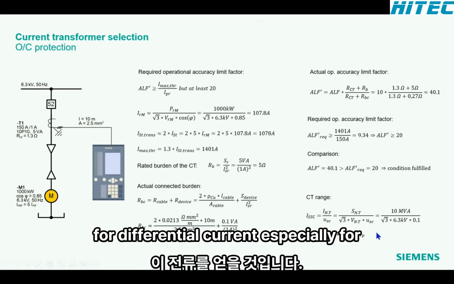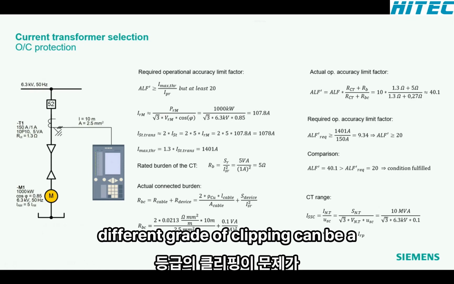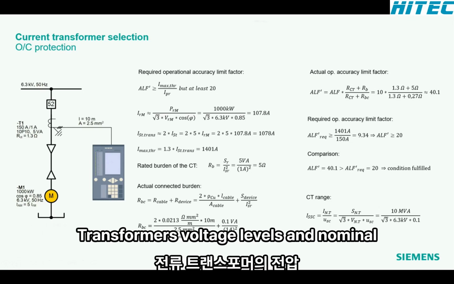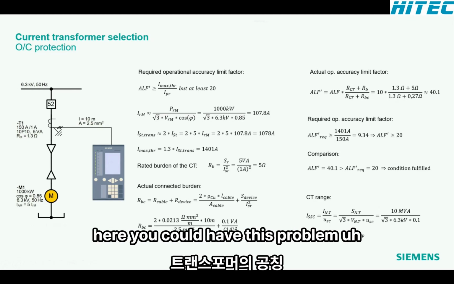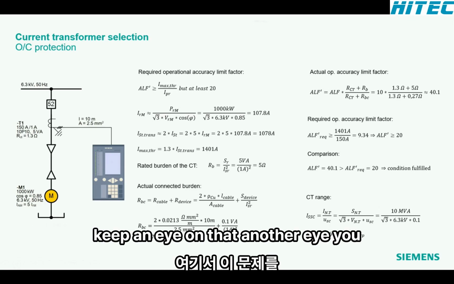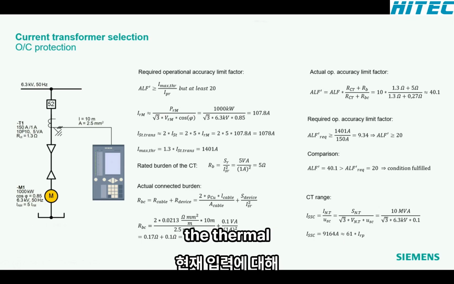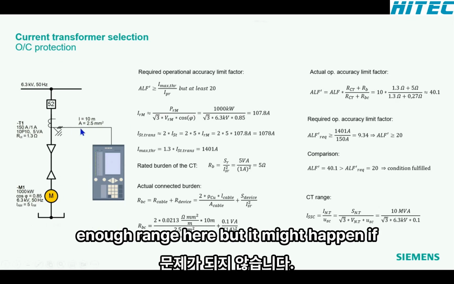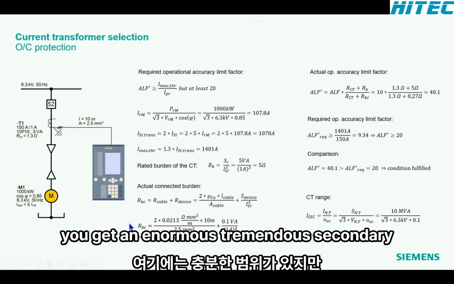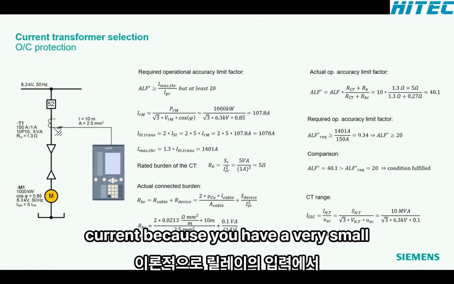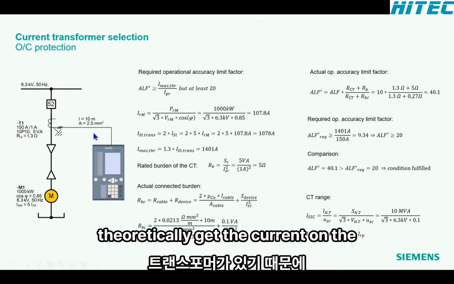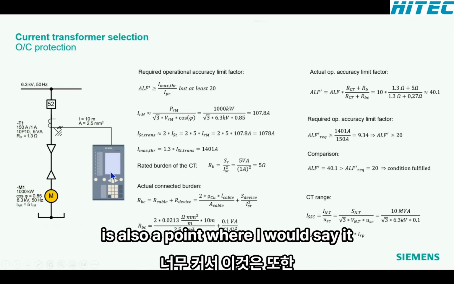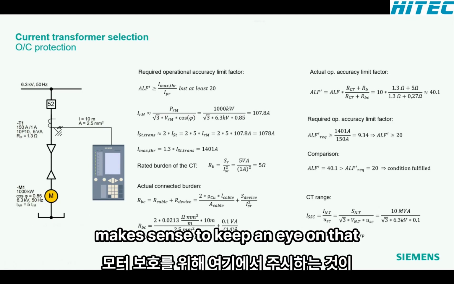For differential protection, especially for a transformer, this different grade of clipping can be a problem. Therefore, I mentioned this here, because anyhow, we have different levels of current transformers, voltage levels, and nominal currents of the current transformer. So here you could have this problem. There you need to keep an eye on that. Another thing you should keep an eye on is the thermal capacity I have for the current inputs. This is normally no problem. We have enough range here, but it might happen that you get a tremendous secondary current, because you have a very small current transformer, so that you theoretically get a current on the input of the relay which is much too big. So this is also a point where it makes sense to keep an eye on that.